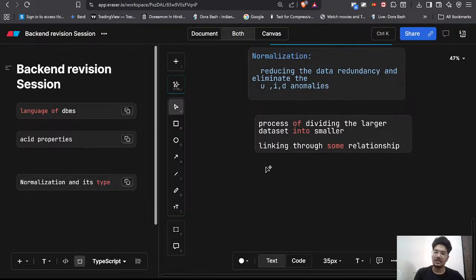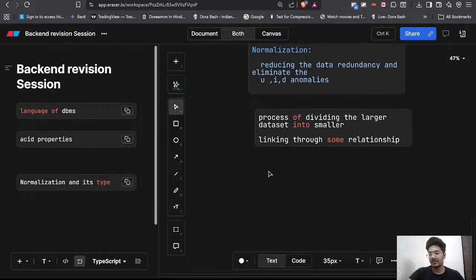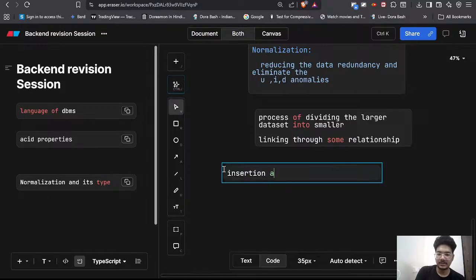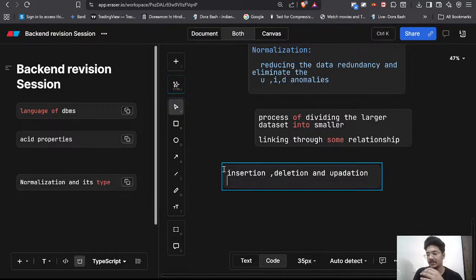Now let's discuss the three types of anomaly that occur here: insertion, deletion, and updation.